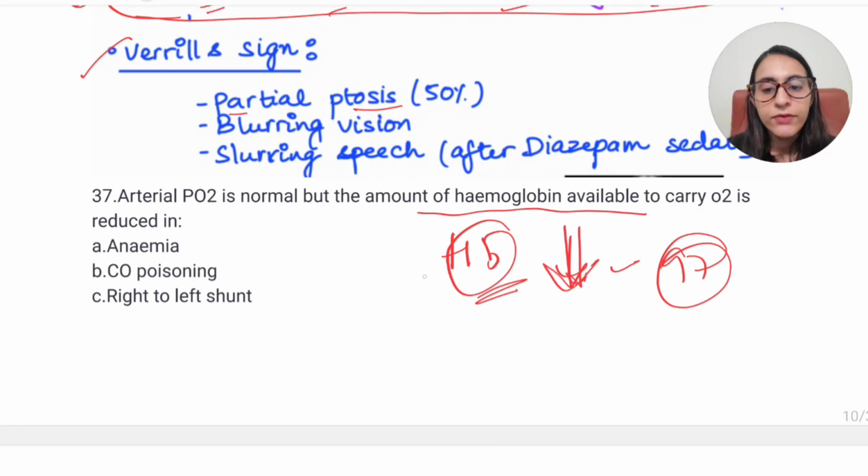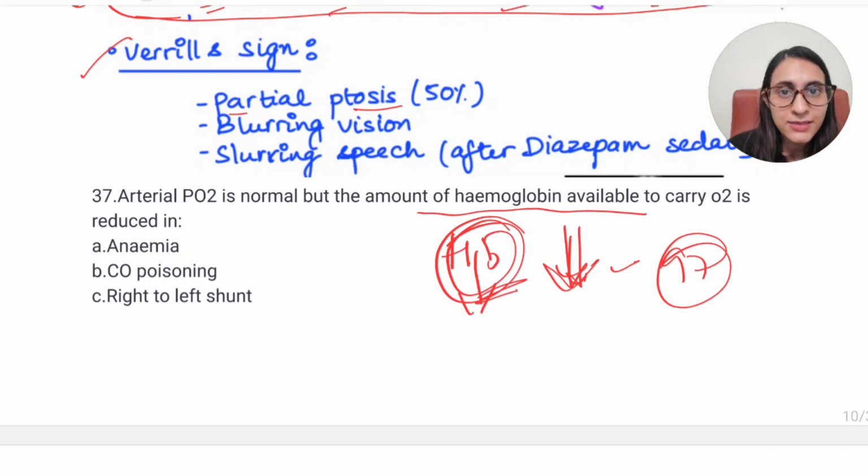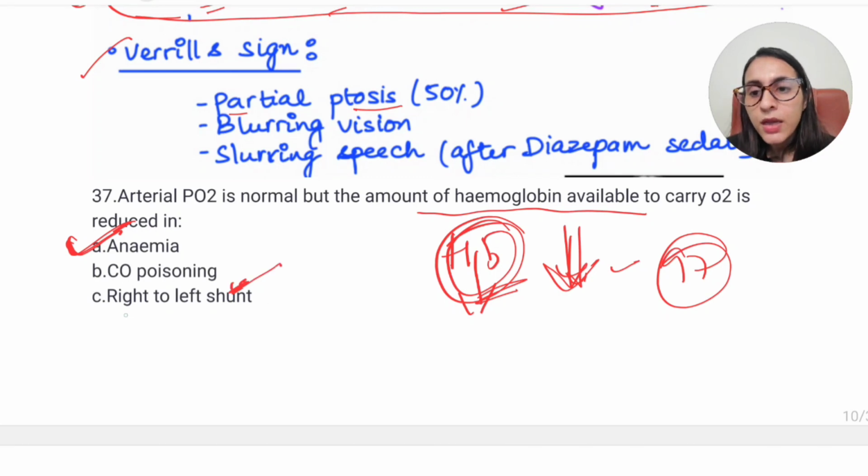So it is anemia, a condition characterized by a decrease in the number of RBCs or a decrease in the amount of hemoglobin that can lead to reduced oxygen capacity. But however much hemoglobin is present, it is carrying normal oxygen. So carbon monoxide poisoning, the answer to this option is anemia. Carbon monoxide poisoning affects the binding of oxygen to hemoglobin, but does not necessarily reduce the amount of hemoglobin that is available.